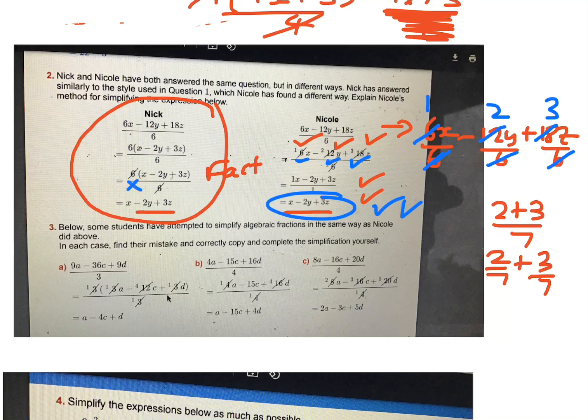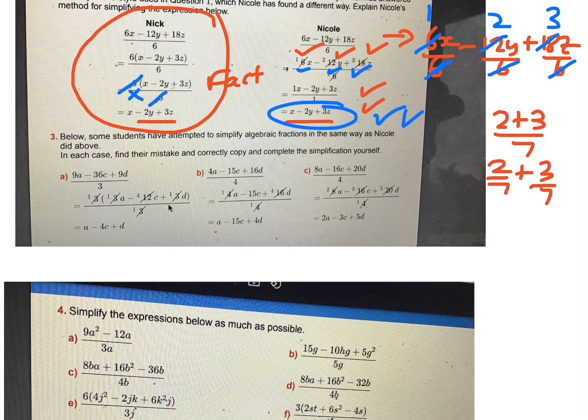It's much easier just to take a common factor out of each of them and then cancel, as Nick did. Below, some students attempted to simplify algebraic fractions in the same way as Nicole did. In each case, they have a mistake. Usually when they're doing Nicole's method, their mistake would be not dividing it into every term, like that one, see? I'll let you find the mistake in that one.